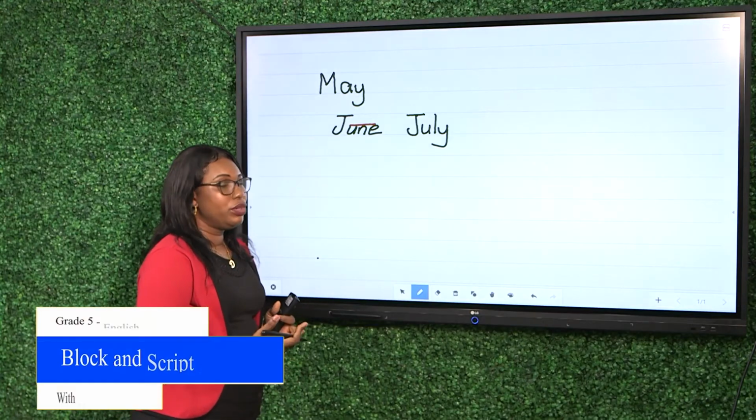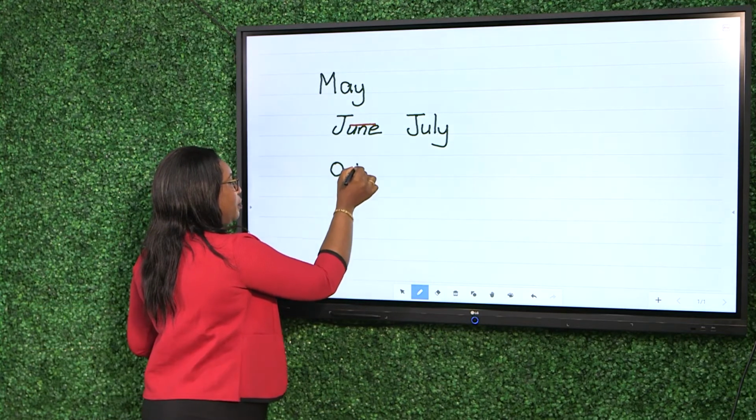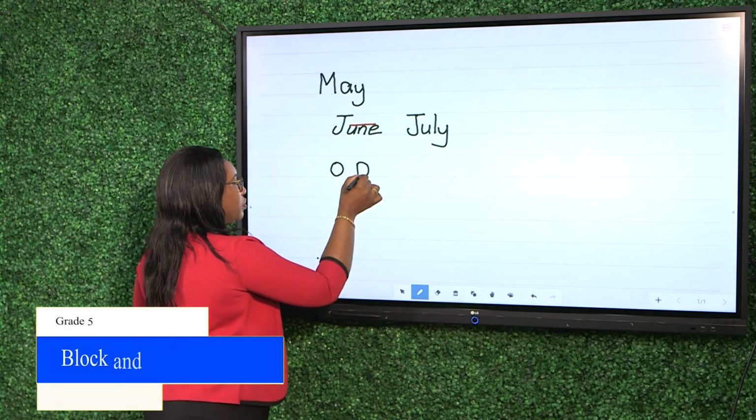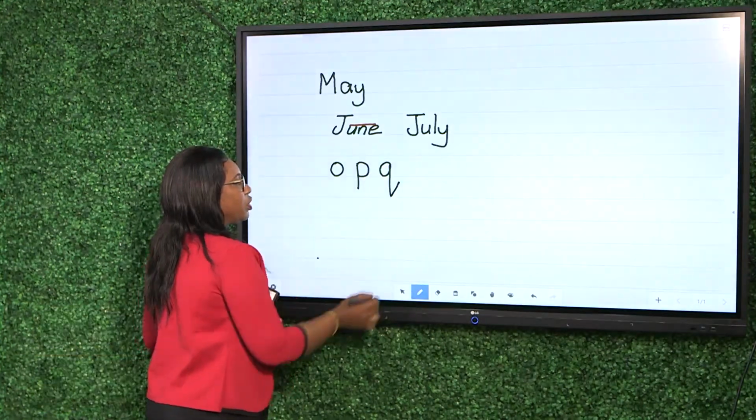Now remember, when you're writing letters like O, like P, and Q, you need to ensure that they are closed. These are closed letters. So you can't leave your O like that or your P like that. You have to ensure that the letters are closed.